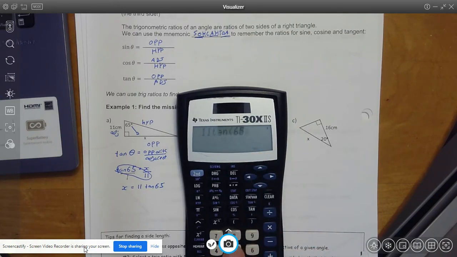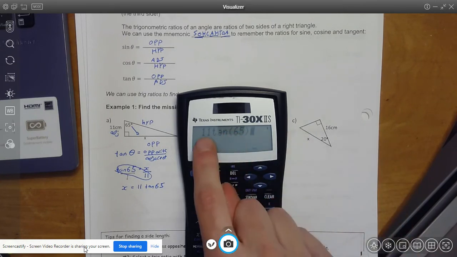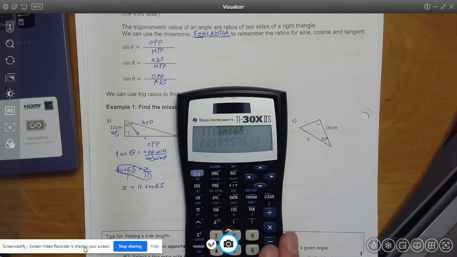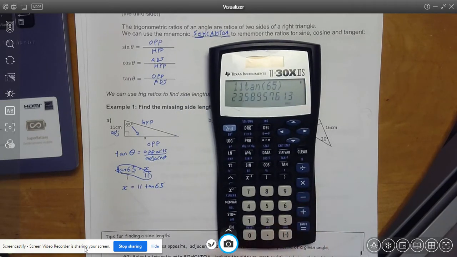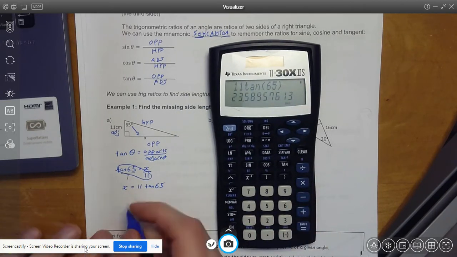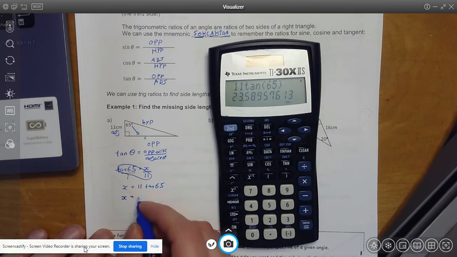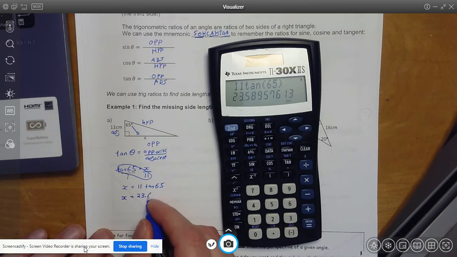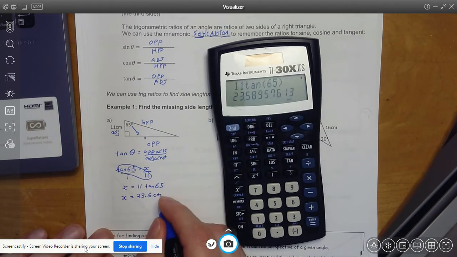If you have a scientific calculator similar to an Android phone, where you can see what you're typing, you can just type directly in 11 tan of 65. And we normally, in this course, are going to round side lengths to the nearest tenth. So x would be 23.6, and our units are centimeters.